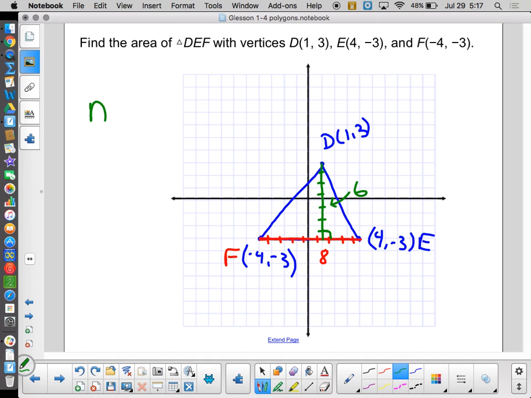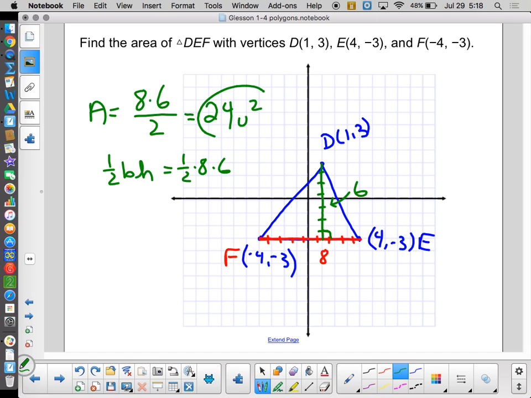So the area is simply base times height divided by 2. Some of you learned this as 1/2 base times height. It's the same thing. Doesn't matter. 6 times 8 is 48 divided by 2. Either way, we get 24 units squared as my area. We get the same answer either way.